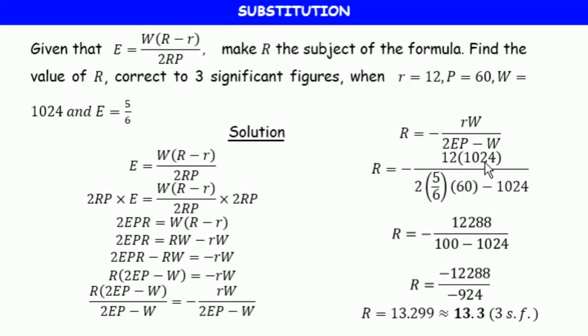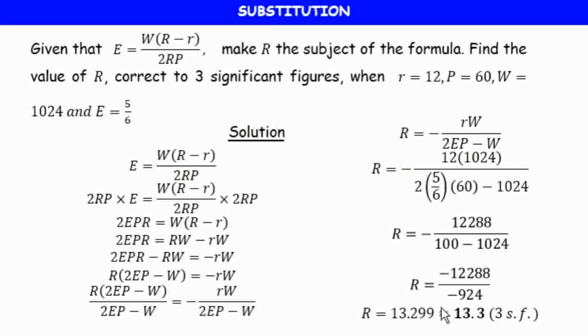So 12 times 1024 gives us 12,288. Now 2 times 5 over 6 times 60 gives us 100, and then minus 1024. So 100 minus 1024 gives us negative 924. So we're going to have negative 12,288 divided by negative 924. When you punch it on your calculator, you get approximately 13.299. And in three significant figures, we have 13.3.